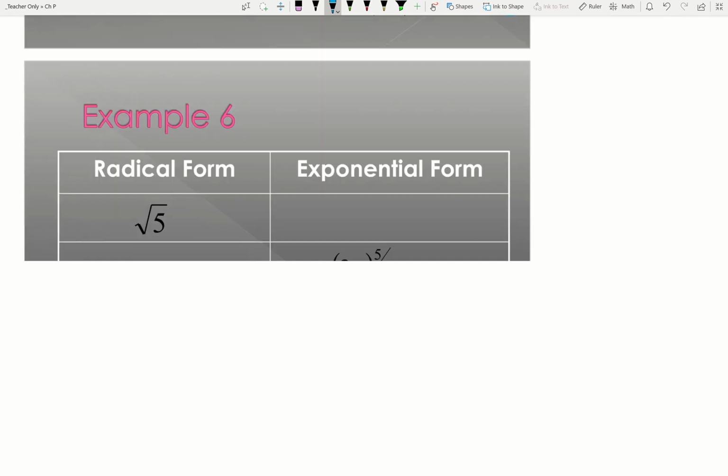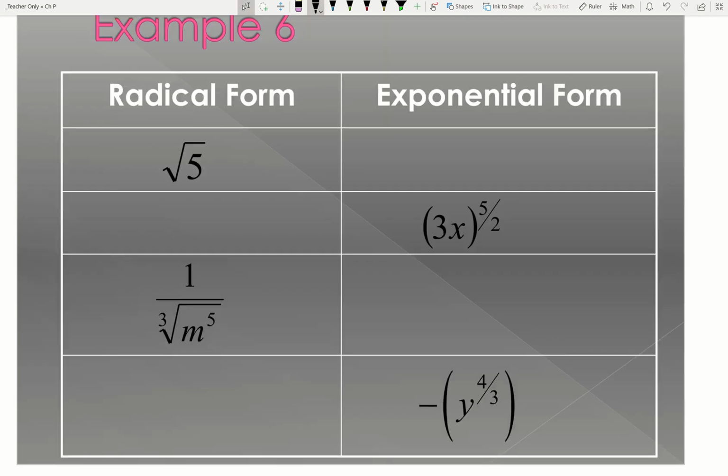Real quick example here, 6. This is just translating between those two different forms. We have the radical form and then the exponential form. You definitely want to point out the index of each one of these root numbers over here. So in this first example, that's going to be a 2. So for that reason, I'm going to have 5 to the power of 1 over 2. And that's going to be your result there, okay?